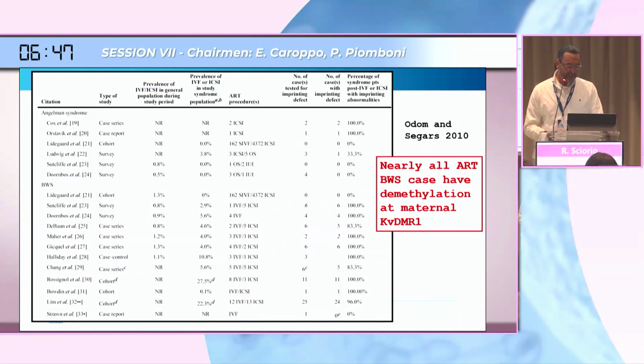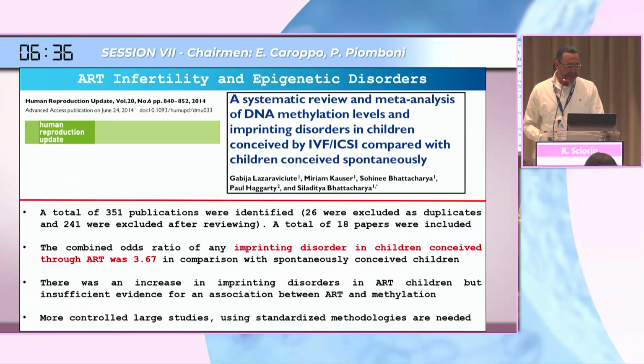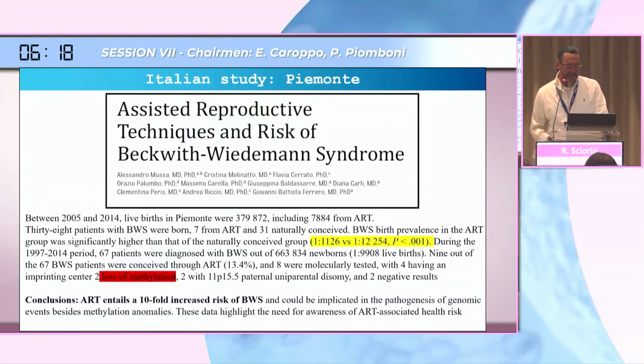So again, an alteration in methylation has been found for, this is another study published in 2009, and in breeding disorder, this is also a study from the UK from the group of Batlakiava. This is one of the papers published in Nature Communications as well. Again, in this case, methylation error has been reported after babies were born with fresh and frozen embryo transfer. This is one of the papers I found from Italy. The region is Piemonte, which is next to Milan actually.